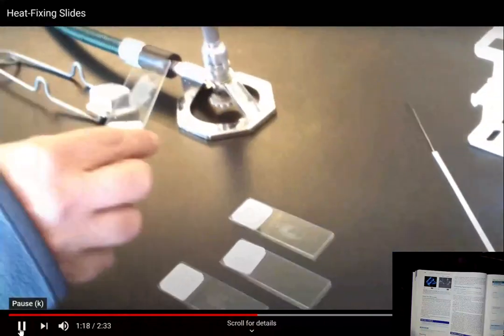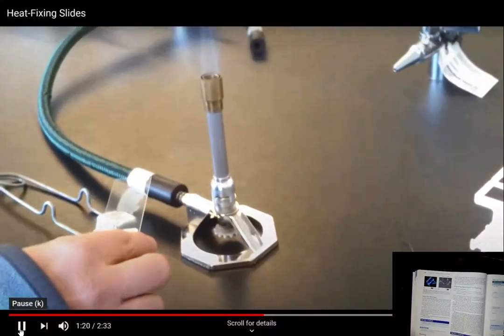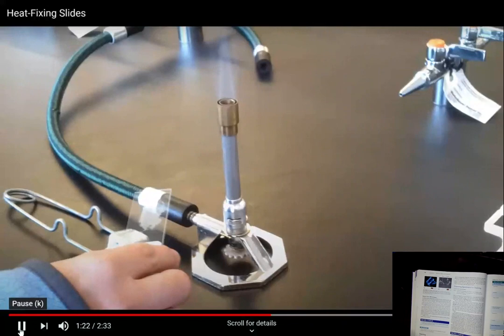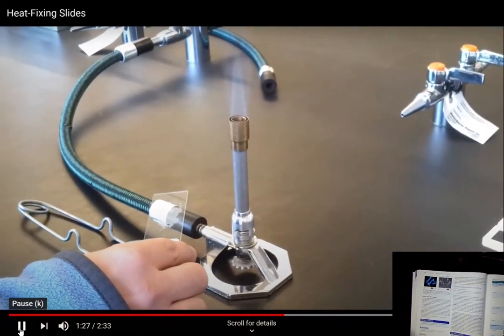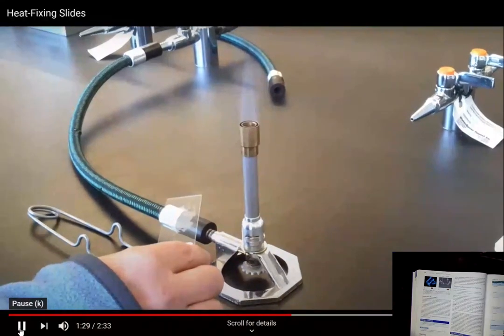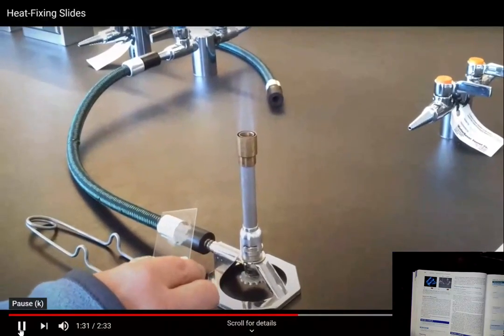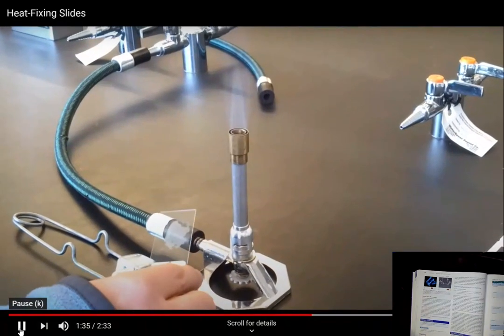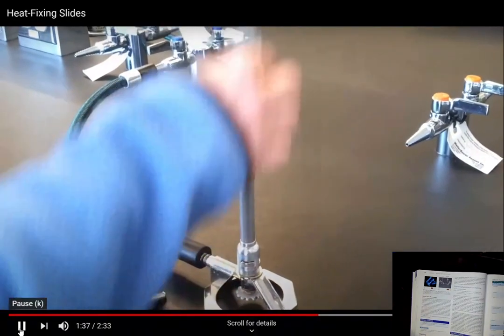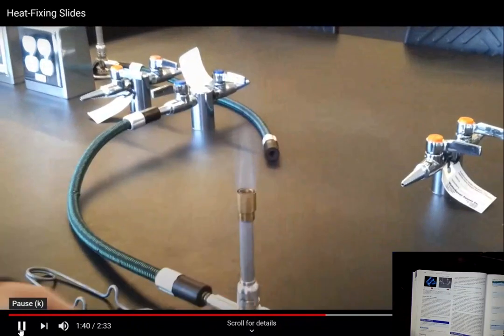You hold it like this. The purpose of heat fixing is twofold. Number 1, it kills the bacteria so that they aren't going to make anyone sick. And number 2, like it sounds, it fixes the bacteria to the slide. They're essentially glued on to the slide after this process. I'm going to swish it through the flame 3 times at the very top of the cone. 1, 2, 3. That's all it takes.